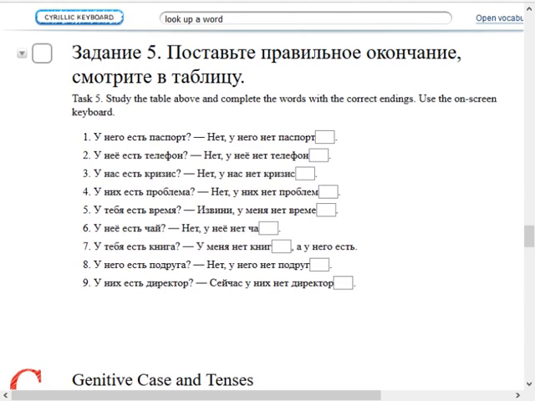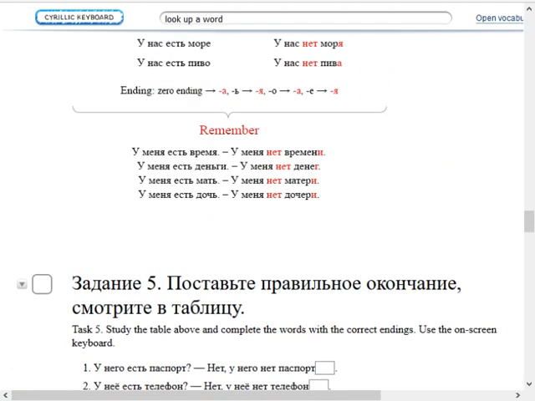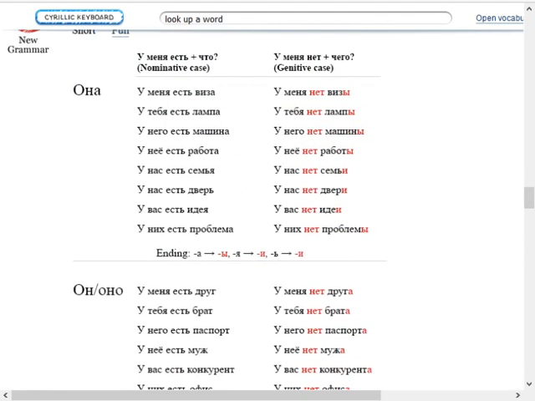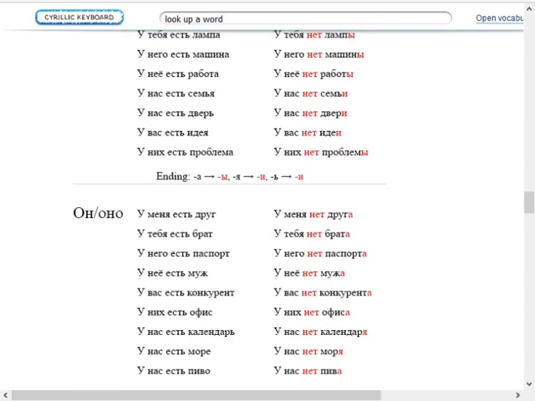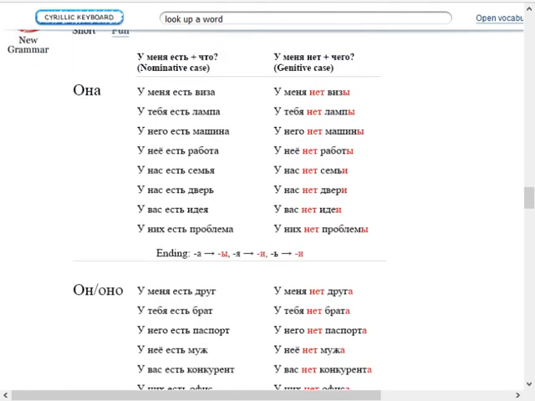All right, now we need to complete these words with the correct endings. У него есть паспорт. So when you say есть паспорт, again, because this is a positive thing, you're saying yes, he does have it, then you don't change the noun. But when you say no in the negative form, нет, у него нет паспорт, it's not passport, but rather, where's passport? Here we go. У него нет паспорта.